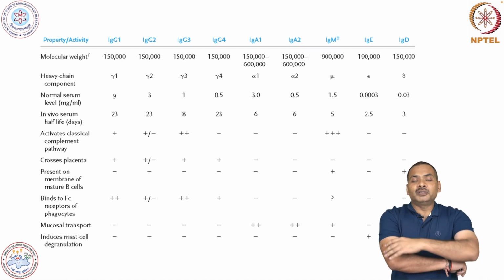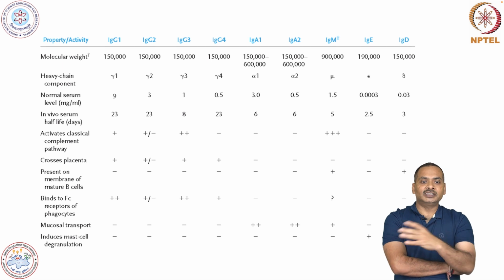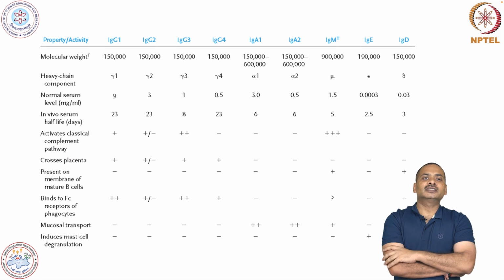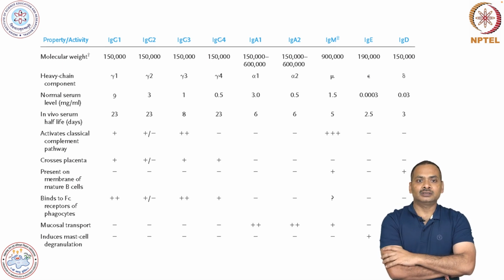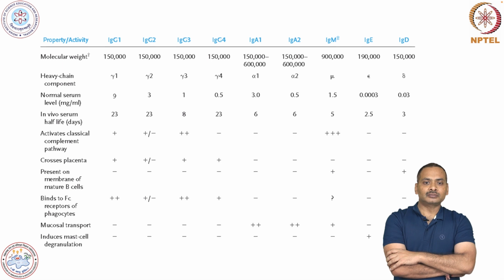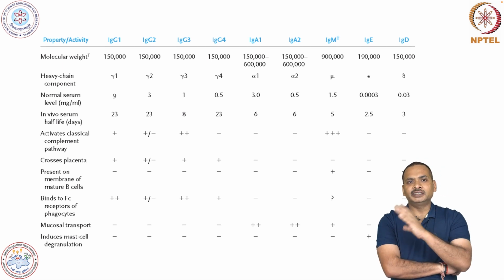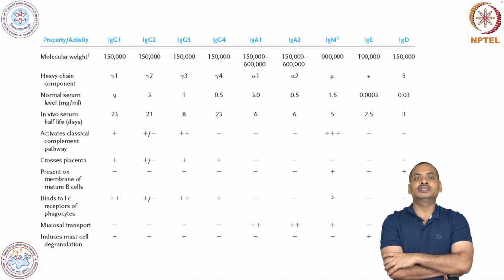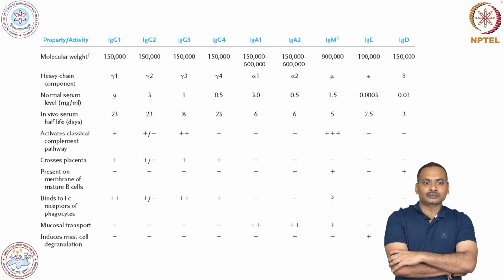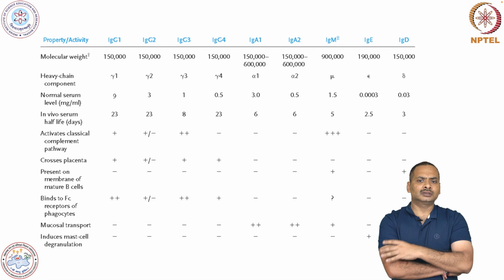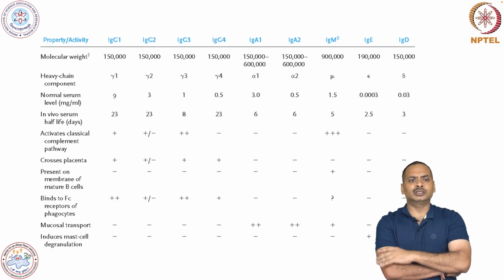Which immunoglobulin can activate the complement pathway? Here you can see that IgG1, IgG2 and IgG3 can activate complement, but not IgG4. And a very good complement activator is IgM. IgG1 and IgG2 can also cross the placenta, and they can give protection to the fetus. In addition, IgG3 and 4 can also move across the placenta.